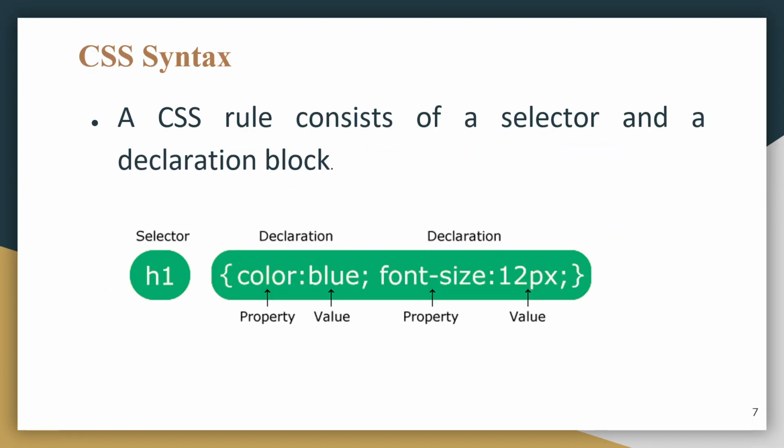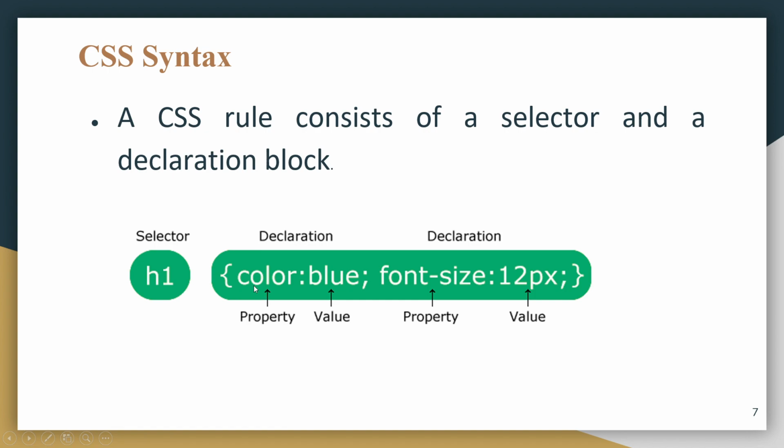So this is the syntax for CSS. CSS consists of a selector and a declaration block. It contains two parts, the selector and the declaration part. Here H1 is the selector, that is the HTML element, and in the declaration part we have the properties and the property values. You can call it a property and property value, or an attribute and attribute value. We declare these enclosed in curly braces.